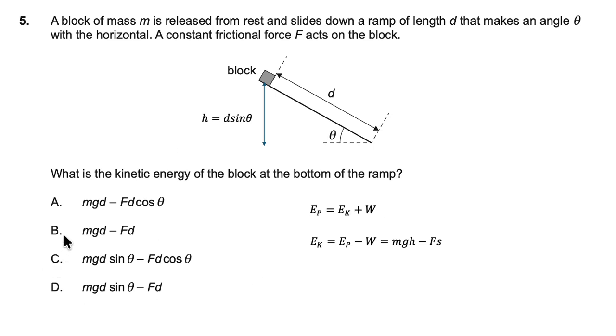Which is why immediately we're going to start thinking about answers C and D. We're going to rule out A and B because there's no sine there. And we also can see that the friction itself acts in the same direction as d. We're left then with kinetic energy equal to mgd sine theta minus F times d, because F and d are in the same direction, or they're parallel to each other. Which is why the answer here is D.